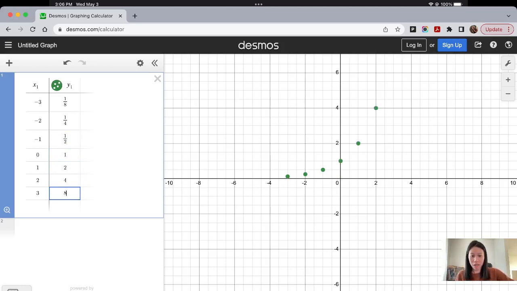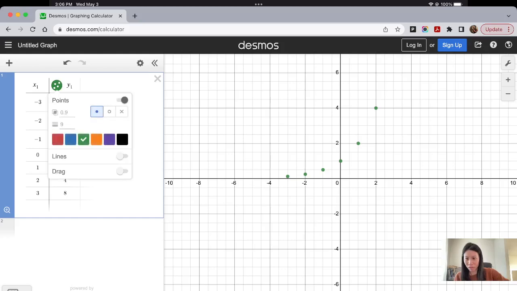So if we connect all of these dots together, let's see what happens. Now we're going to connect all of these with a line. So we want to connect them with a line. This line is a curved line, right?